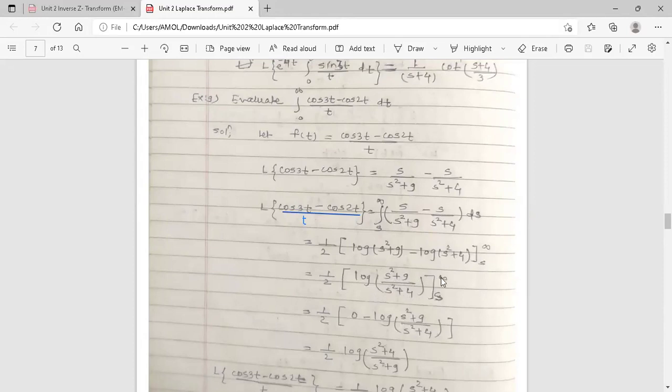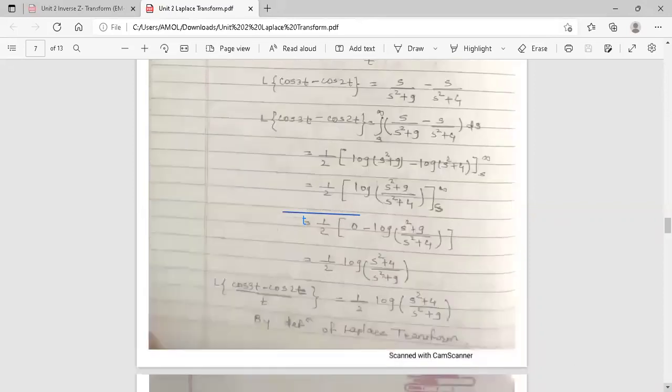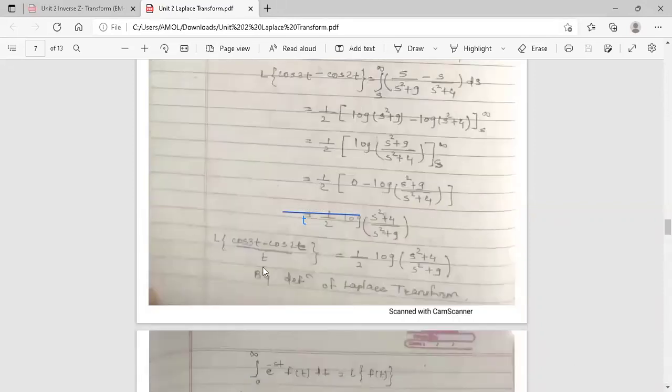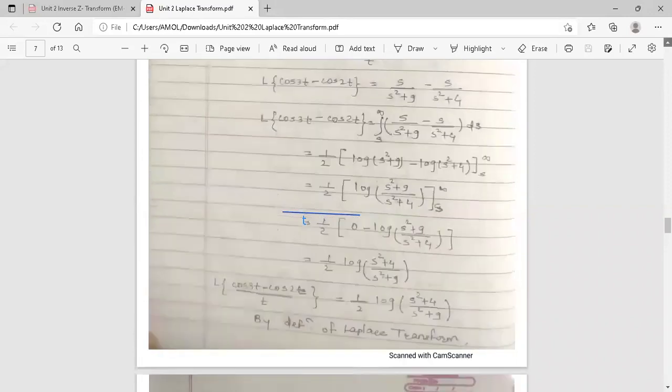And if you put s equal to infinity, the term is log 1, which is 0. Okay. Minus, when we put the lower limit s, we have the same thing, log of s square plus 9 upon s square plus 4. To absorb this negative sign, we just change the numerator and denominator. We get 1 by 2 into log of s square plus 4 upon s square plus 9. So this is the Laplace transform of cos 3t minus cos 2t upon t using the division by t formula. Okay.